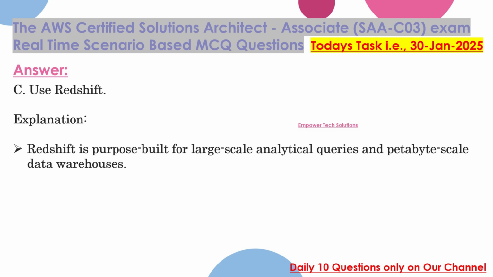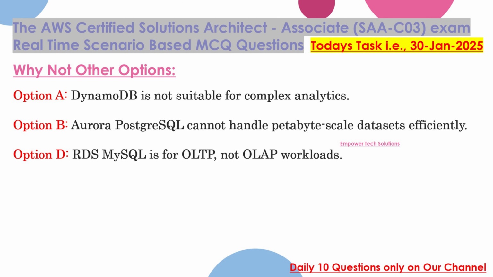Correct answer: C. Use Redshift. Explanation: Redshift is purpose-built for large-scale analytical queries and petabyte-scale data warehouses. Why not other options? Option A, DynamoDB is not suitable for complex analytics. Option B, Aurora PostgreSQL cannot handle petabyte-scale datasets efficiently. Option D, RDS MySQL is for OLTP, not OLAP workloads.